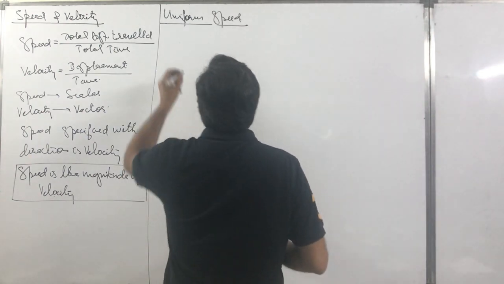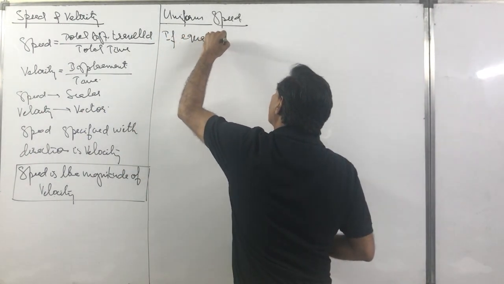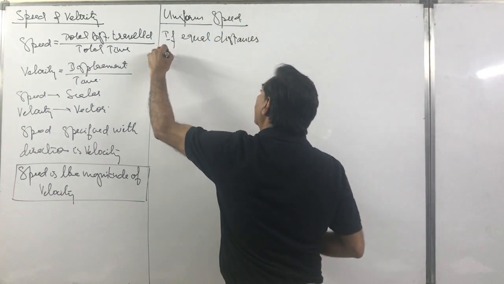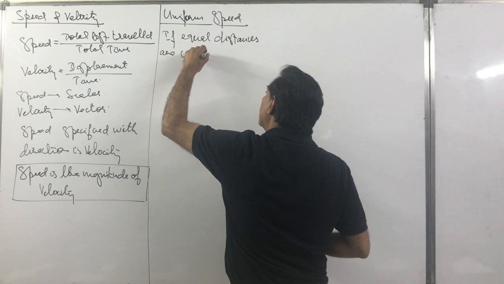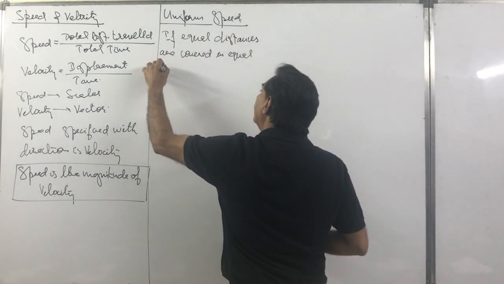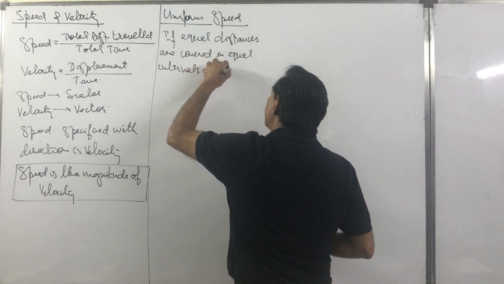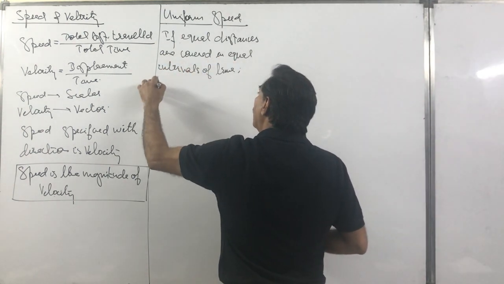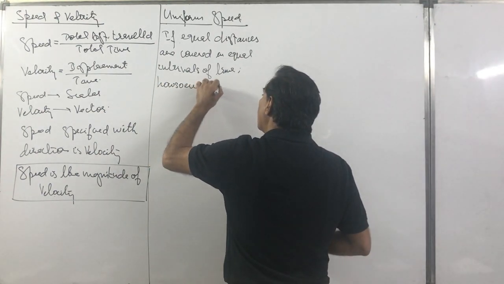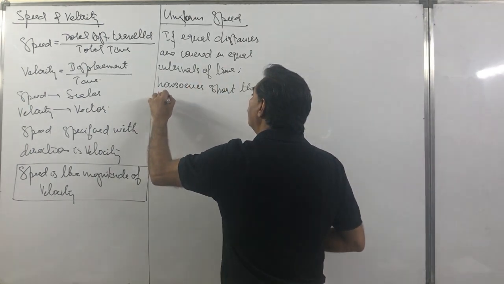Thus, uniform speed: if equal distances are covered in equal intervals of time, howsoever short the time interval may be.